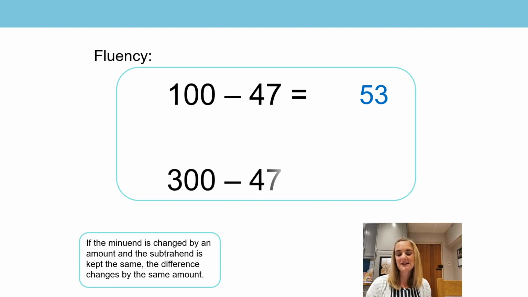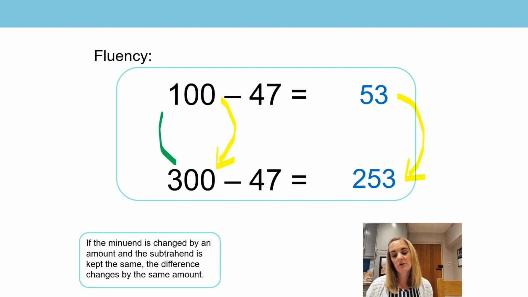Okay, so my related calculation, 300 subtract 47. Have you spotted that the 300, the minuend, is 200 more than the 100? That's right, so it's 253. I just want you to pause for a moment here and have a little careful look at something. Have you noticed that if I go this way in my calculation, that my minuends have increased and my difference has increased by 200? But if I do the inverse and I go the other way, my minuend has decreased by 200 and my difference has decreased by 200. Did you spot that pattern?